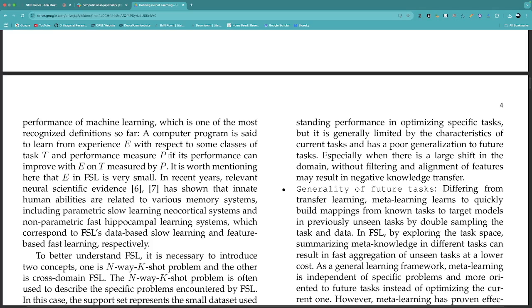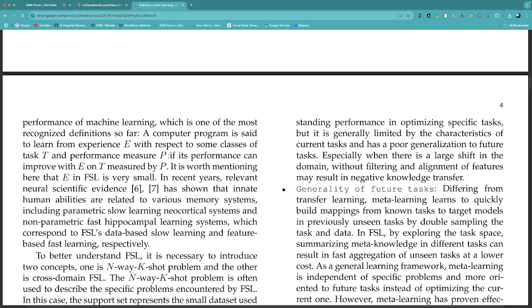Okay. It is worth mentioning here that E in FSL is very small, so experience is small, the task is variable, or maybe it's the same for your specific measure of it, but it would vary across tasks, and then your performance measure would vary across tasks as well. So your performance measure will vary by task, and if experience is variable, then it varies by that as well.